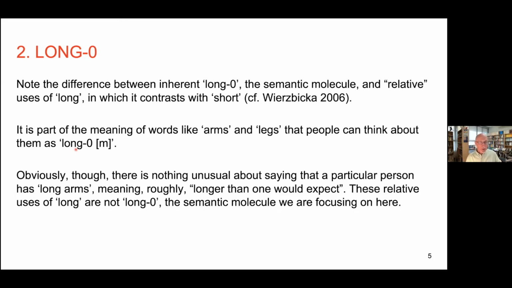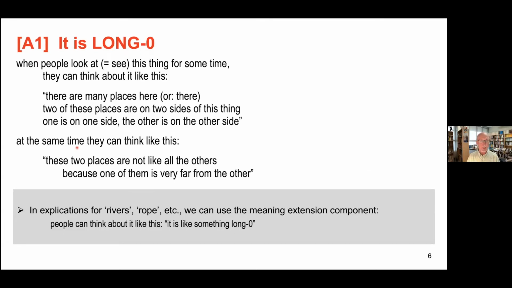All of the explications, these three explications, long, round, and flat, all use a sort of common structure, which we call a semantic template. Let's just have a look at how it works for long. So here's the idea. If you would say about something, it's long, this would be the meaning. When people look at this thing for some time, they can think about it like this. There are many places here, or maybe there. Two of these places are on two sides of this thing. One is on one side, one is on the other side.